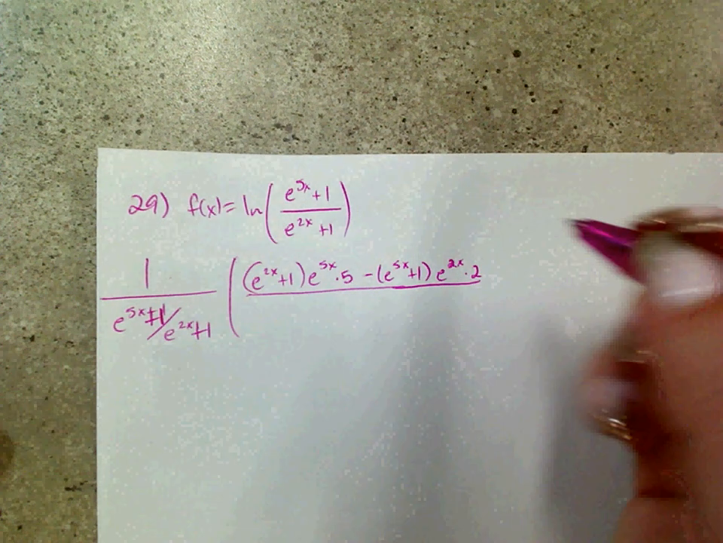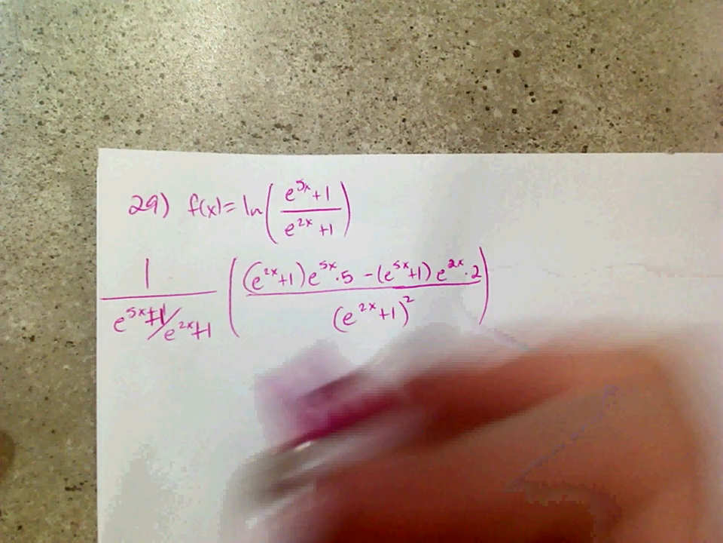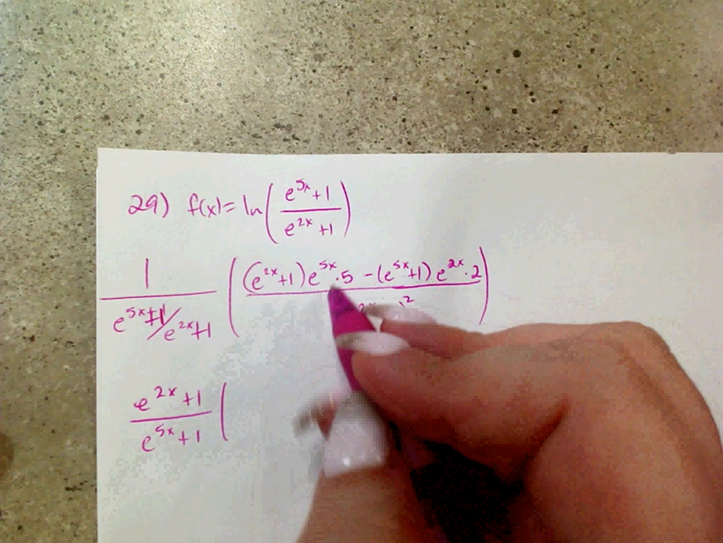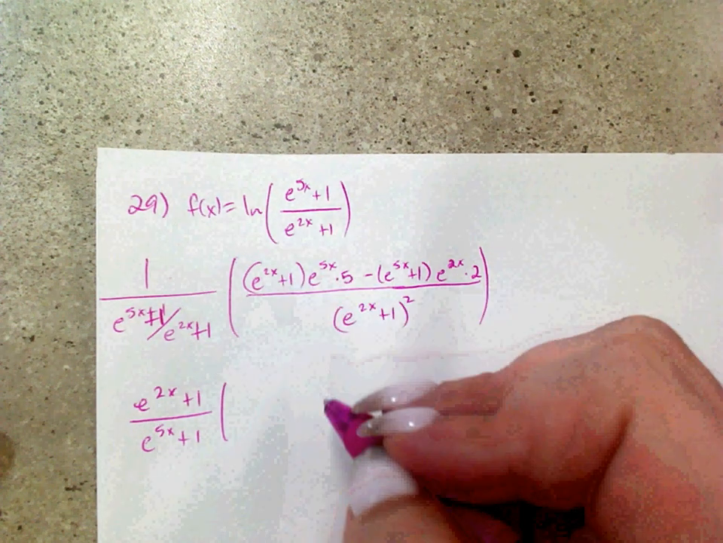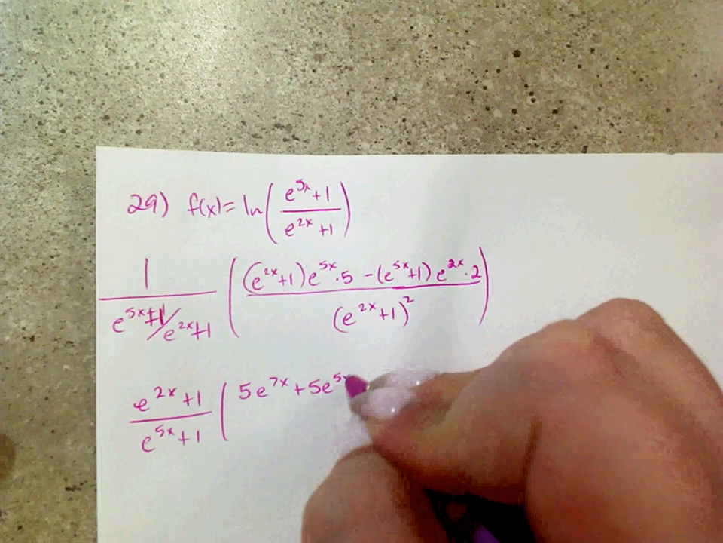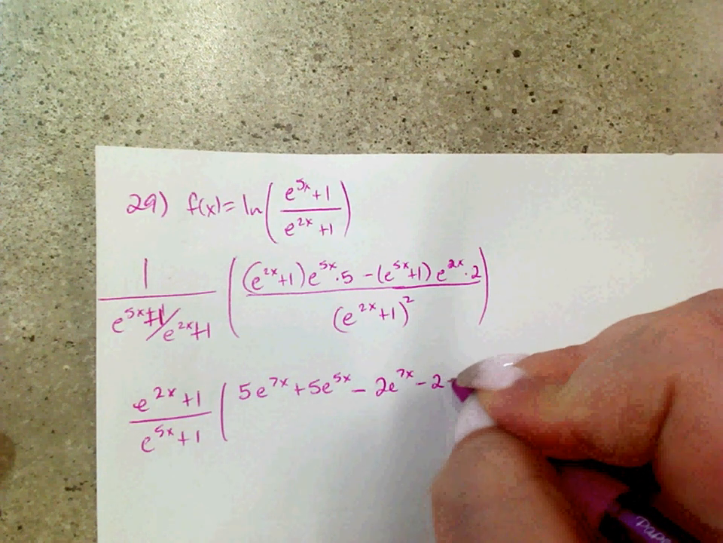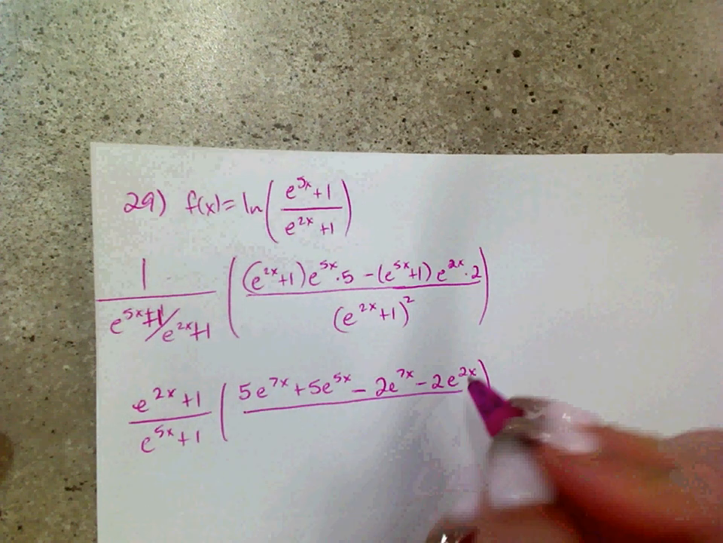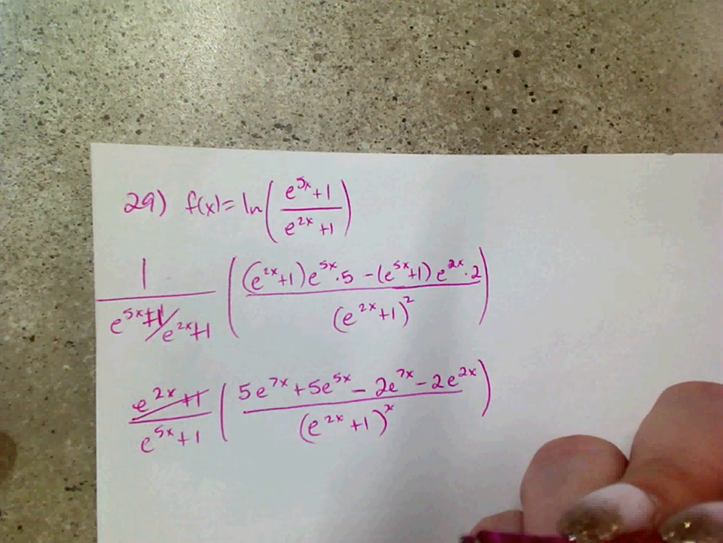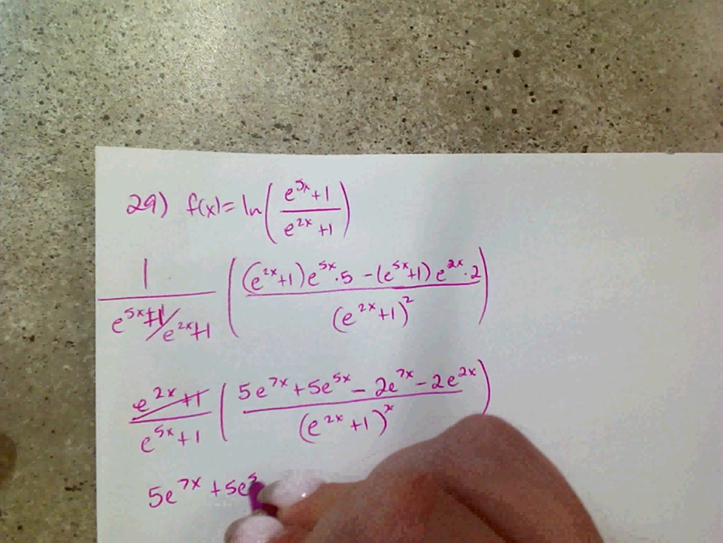So I have e to the 2x plus 1 over e to the 5x plus 1 times, I'm going to distribute this, so 5e to the 5x times e to the 2x. Remember, we can add the powers when you multiply. So 5e to the 7x plus 5e to the 5x minus, I'm going to distribute 2e to the 2x, so minus 2e to the 7x minus 2e to the 2x, all divided by e to the 2x plus 1 quantity squared. One of those can cancel out with one of those, leave me with 5e to the 7x plus 5e to the 5x minus 2e to the 2x, all divided by e to the 5x plus 1 times e to the 2x plus 1.